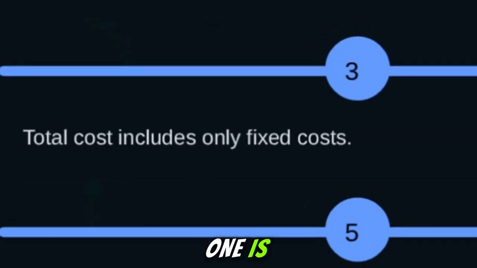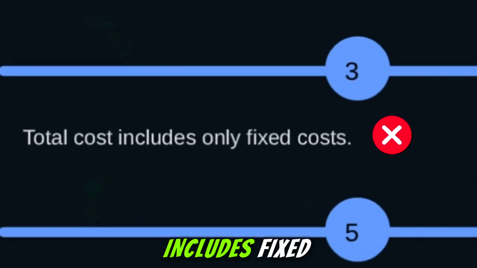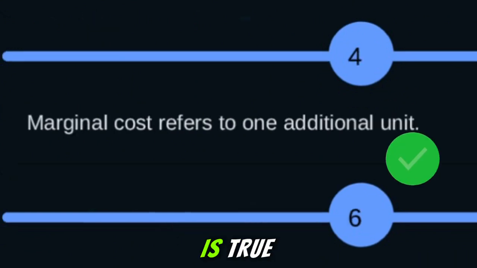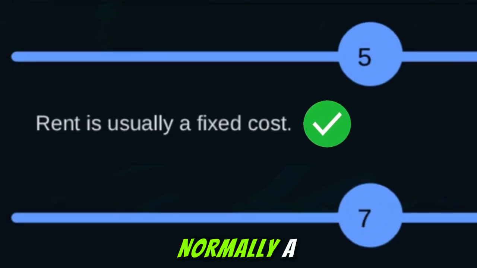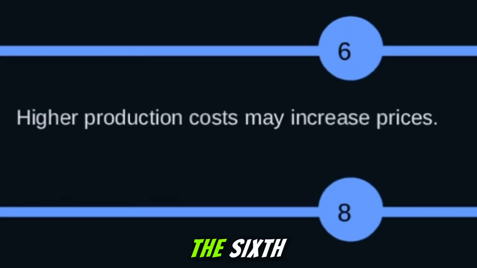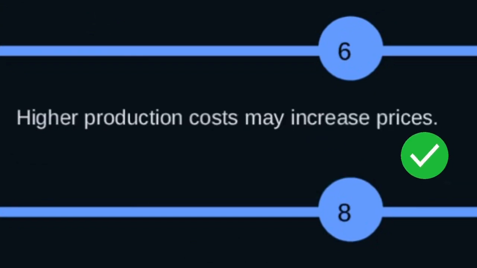The third one is false. Total cost includes fixed costs and variable costs. Fourth one is true. Marginal cost means the cost of one extra unit. Fifth one is true. Rent is normally a fixed cost. The sixth one is also true. Higher production costs may lead to higher prices.